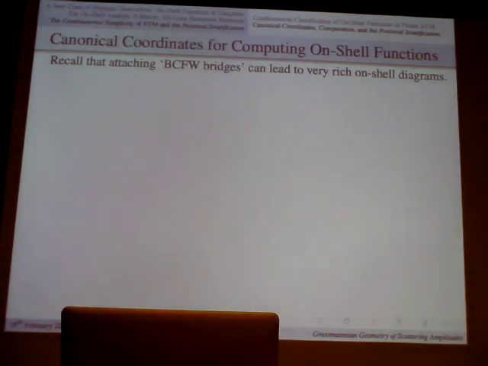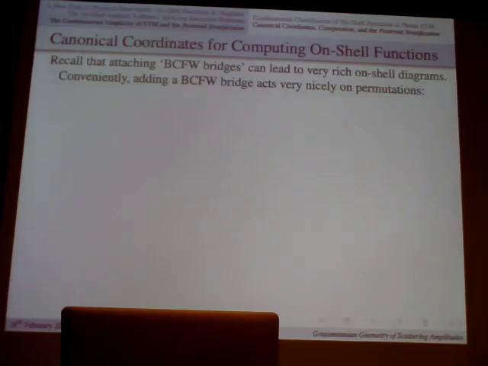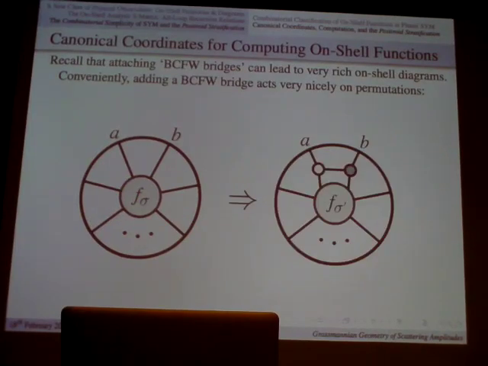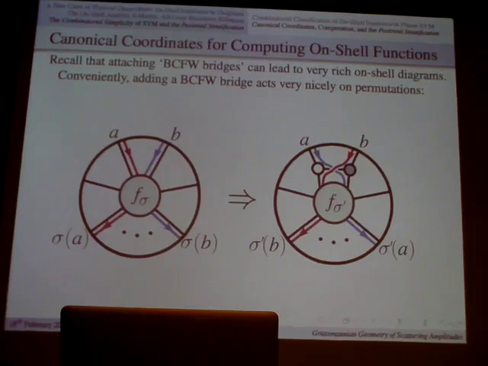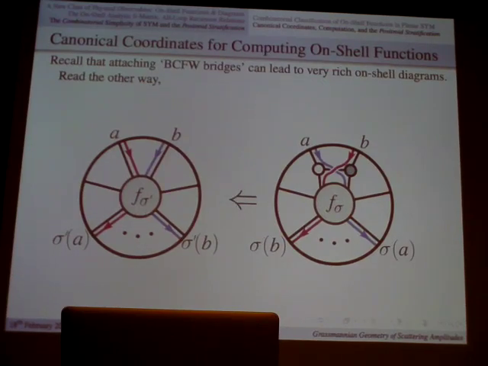Okay, so we're talking, let's say, I now want to show you how to take this permutation and construct the function directly. And it all follows from a fairly trivial observation, which is that adding a BCFW bridge to a graph acts extremely nicely on the permutation. If you have an on-shell diagram labeled by sigma, and you add a bridge, this permutation changes by a simple transposition. Okay? Now that is kind of a cute observation until you realize that it can be read in the opposite direction. If you had a function labeled by sigma prime, it's equal to a BCFW bridge on a simpler graph related by a transposition.